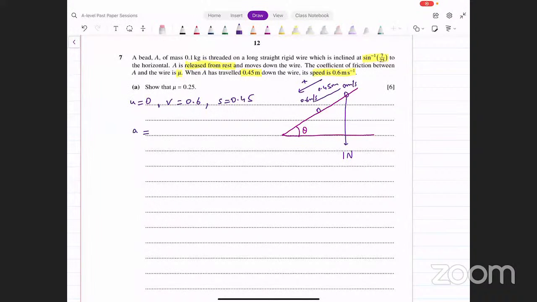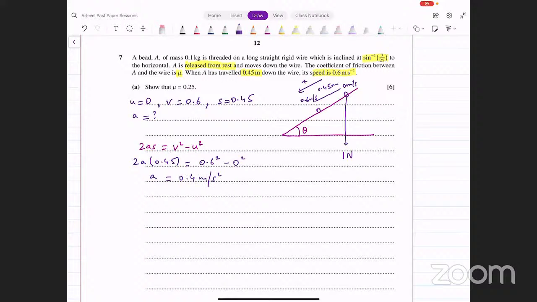What we can do is we can find acceleration from here. Acceleration कैसे आएगी? Which equation connects them? 2as equals v square minus u square. We can use that. 2 into a into 0.45 equals v square, 0.6 squared minus 0 squared. And that's going to give you the value of a. Let's figure this out. 0.36 divided by 0.9, that gives me 0.4. Acceleration की value मेरे पास आ गई, 0.4 meters per second square.